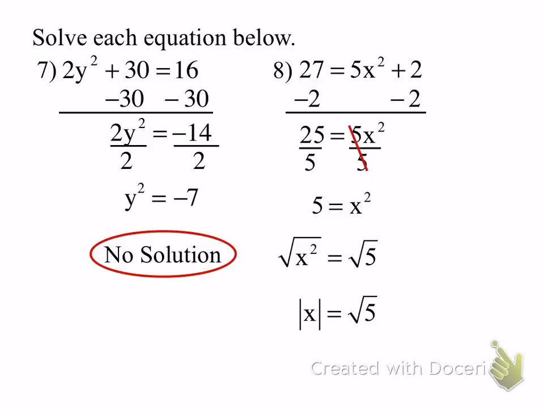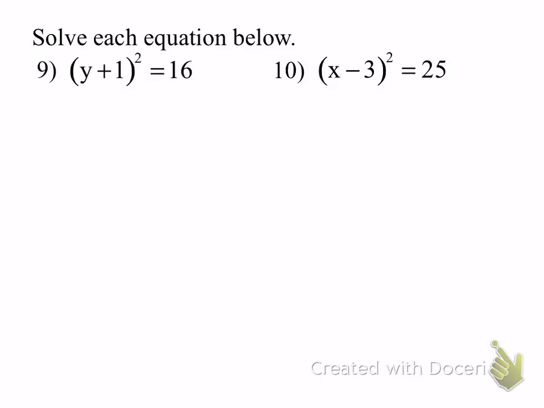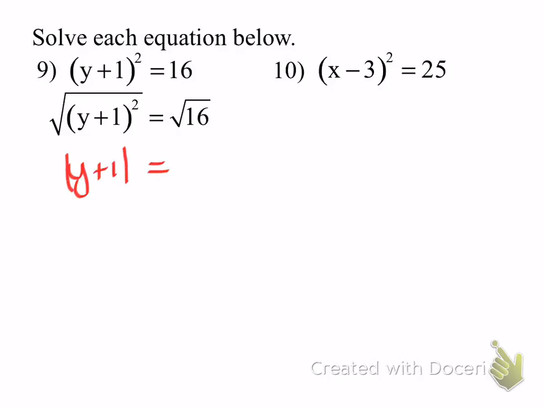I'm going to just keep going. Let me throw you this one. What do I do now? What am I doing now? Same thing. The square is isolated, so what do I do? You're going to use your square root method, take the root of both sides. And then you would end up with absolute value y plus 1 equals 4.